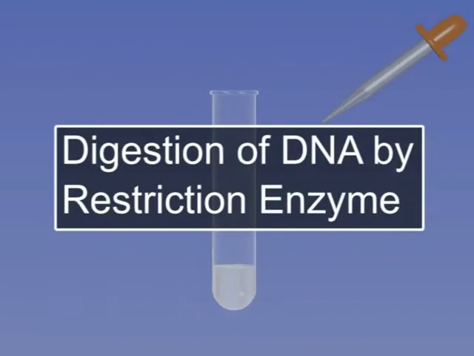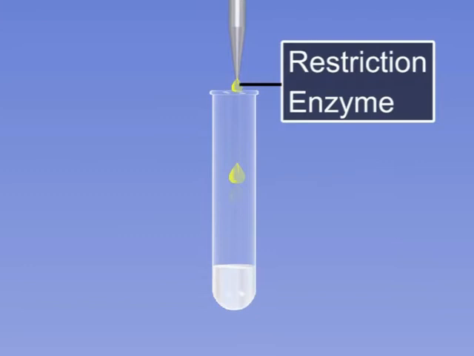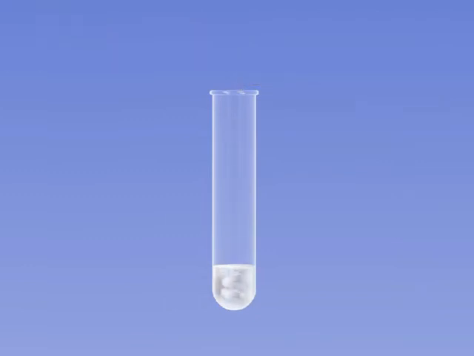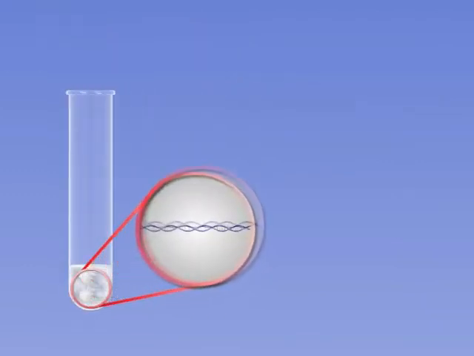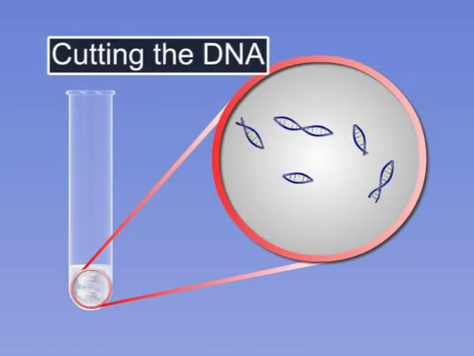Digestion of DNA by restriction enzyme. The second step involves cutting the DNA into several pieces of different sizes. This is done using one or more restriction enzymes.